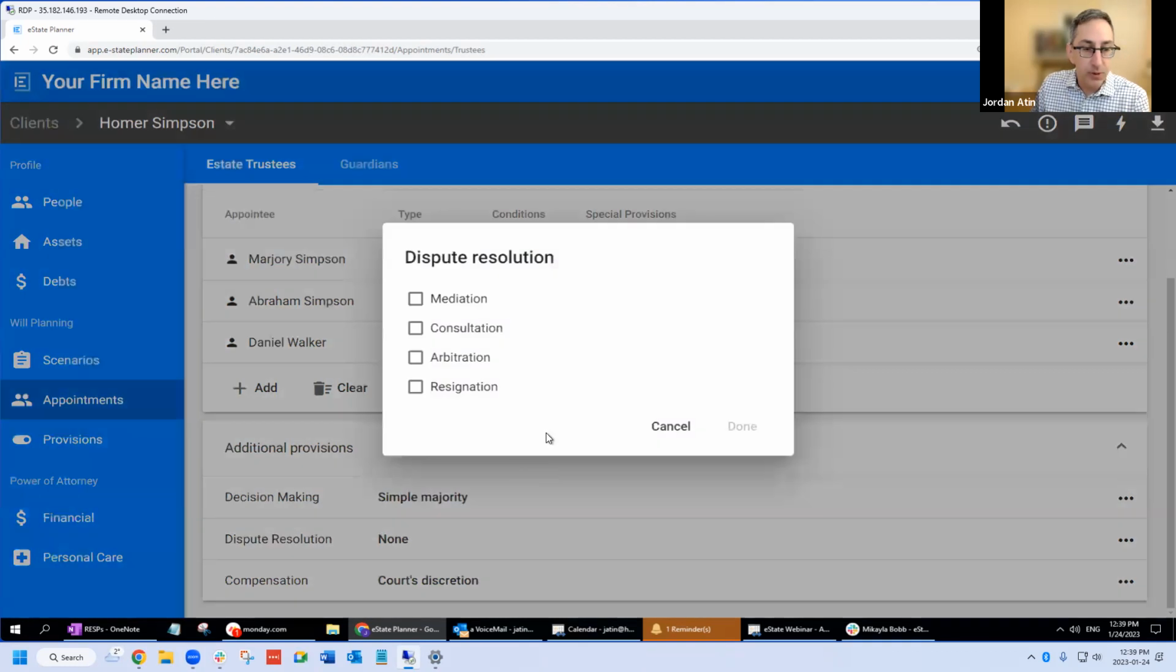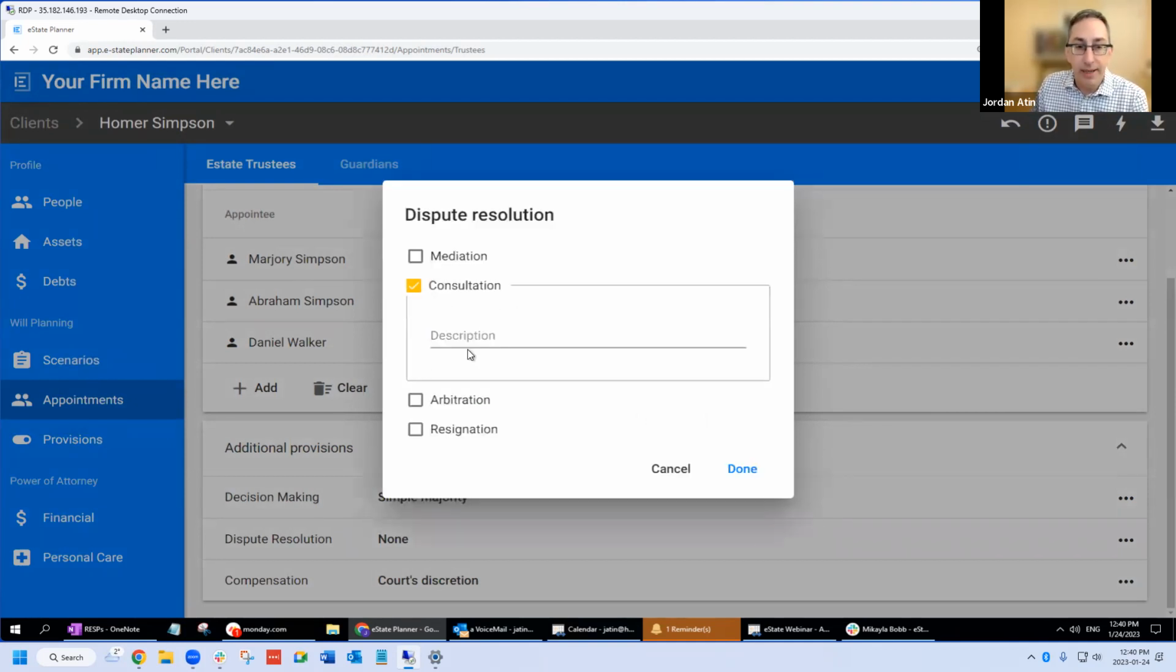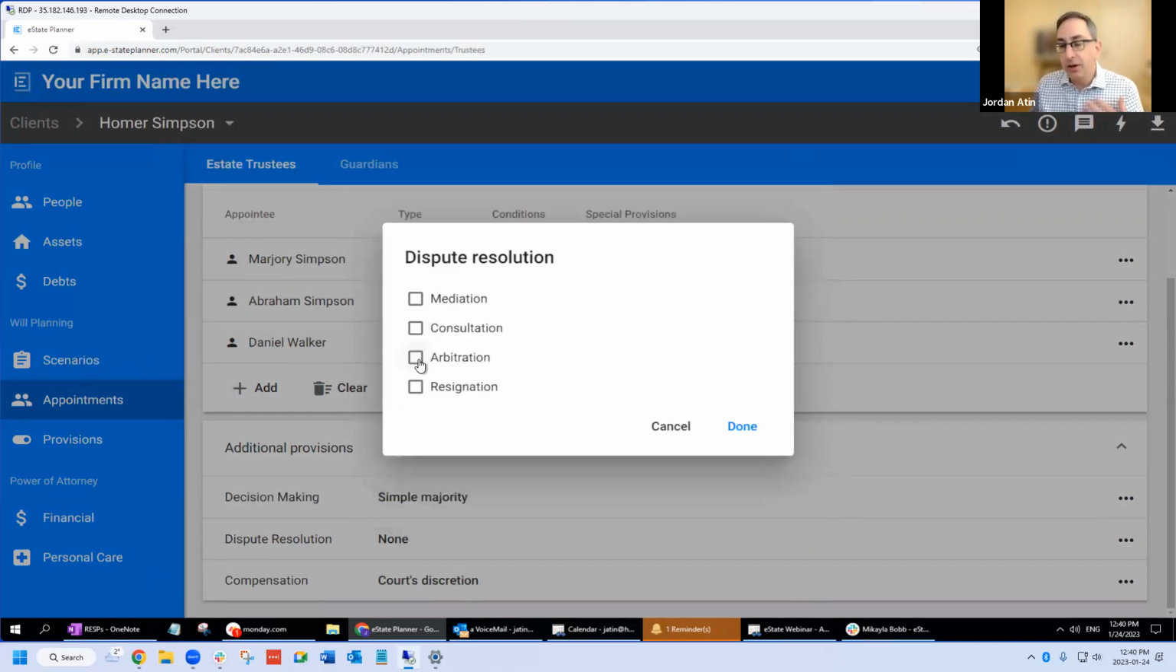We can also add a dispute resolution clause. If you were appointing two people, you might use this and say, look, if there's a dispute as between the two, I want you to go to mediation or consult with someone else. And who do you want them to consult with? So this is more of a, you're going to need to draft this a little bit to make sure it works accurately with what your client's specific intentions are. But at least it's in the data model to remind you, and it'll print out something as well.